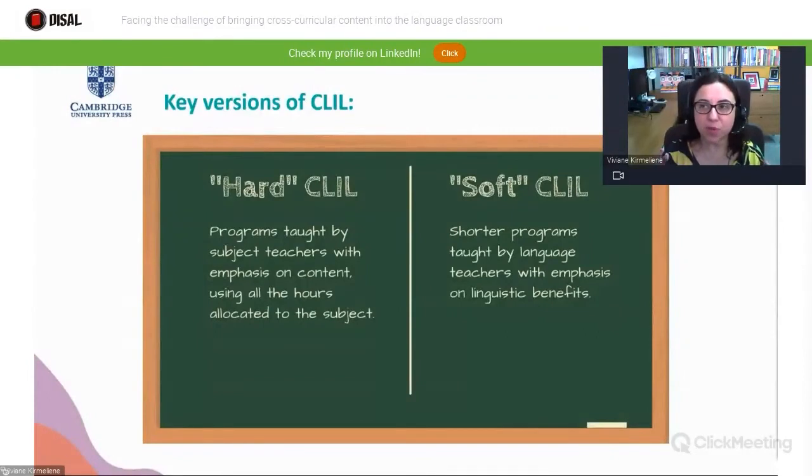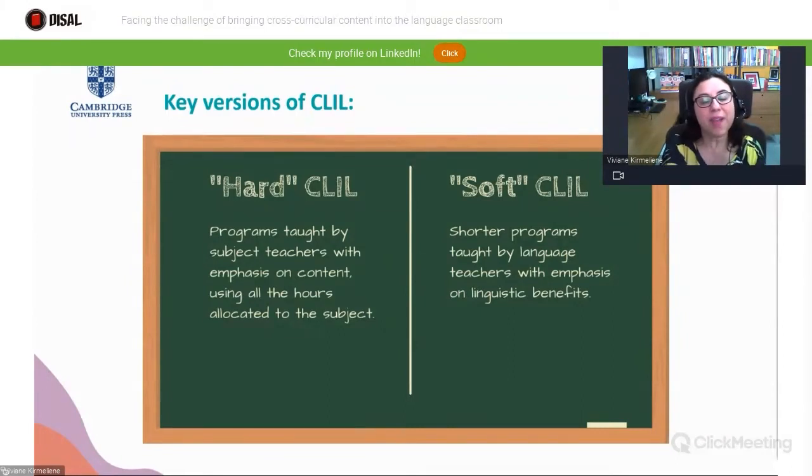So let me give you an example so you can see the difference. Let's imagine that we have the solar system as a topic. Okay, so in a hard CLIL class, we're going to have a science teacher teaching students about the solar system with all the depth of the content. We're going to talk about the depth of the subject area later in the session. And then if there are 3 science classes per week, all these classes are taught by this science teacher in English. So they're going to learn about the solar system, right?